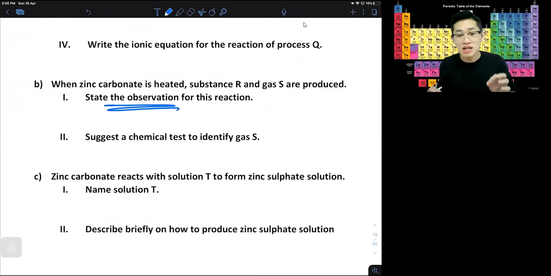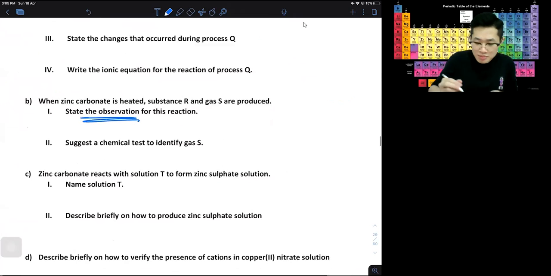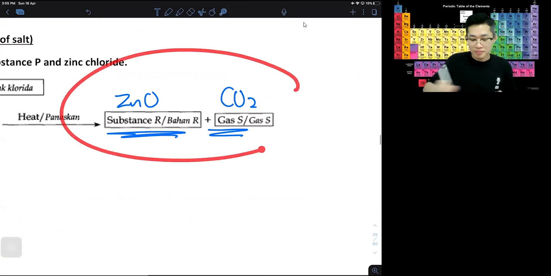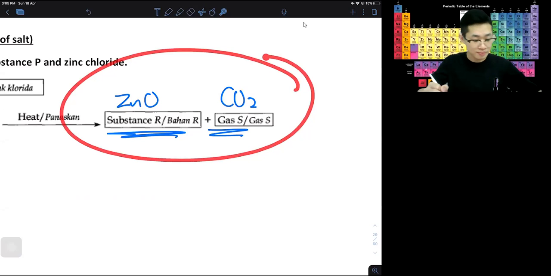State the observation. So what is the observation? Observation is asking you, what can you see when the product is formed? What you can see means the color.